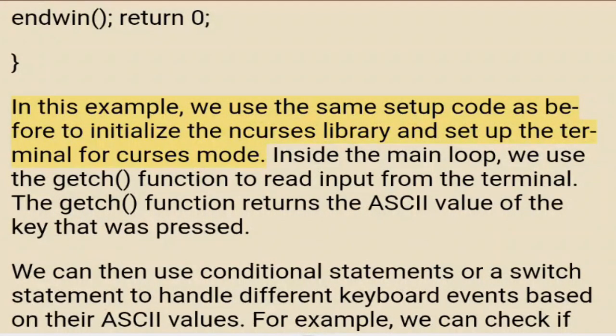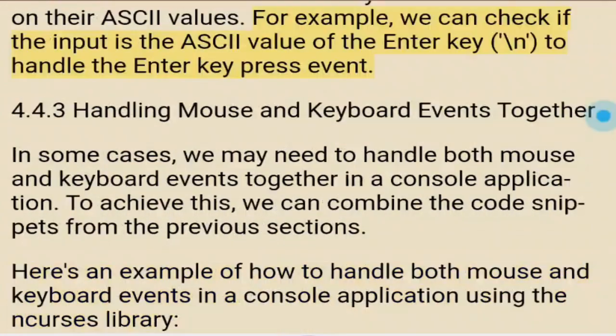and set up the terminal for curses mode. Inside the main loop, we use the getch function to read input from the terminal. The getch function returns the ASCII value of the key that was pressed. We can then use conditional statements or a switch statement to handle different keyboard events based on their ASCII values. For example, we can check if the input is the ASCII value of the enter key and handle the enter key press event.